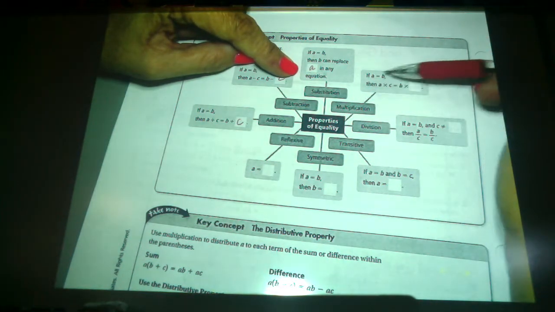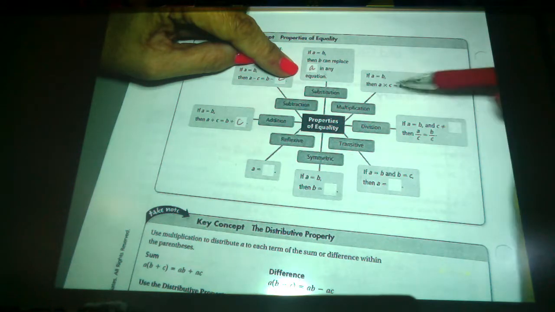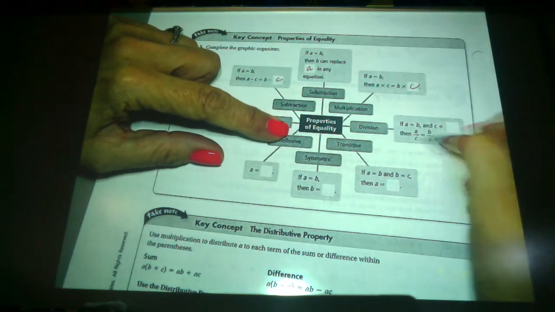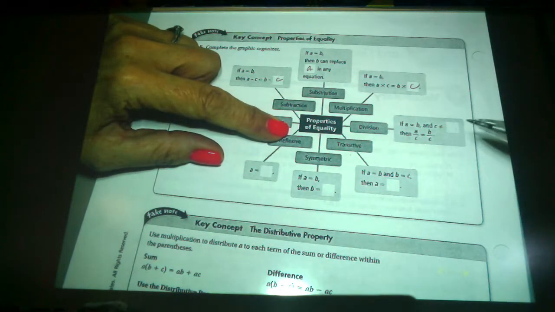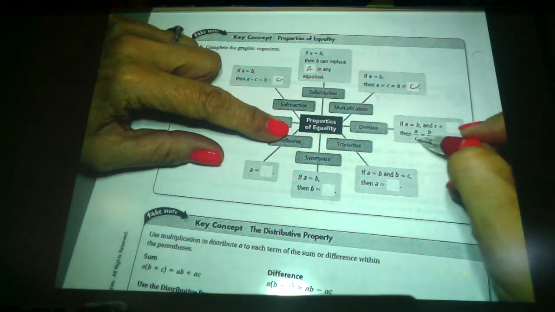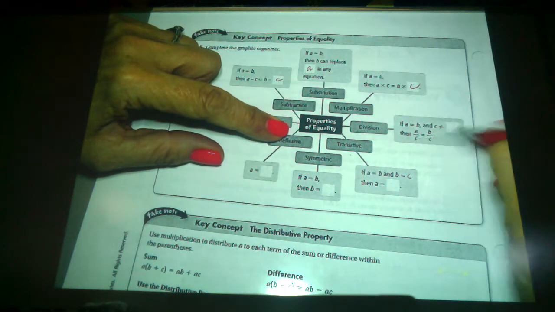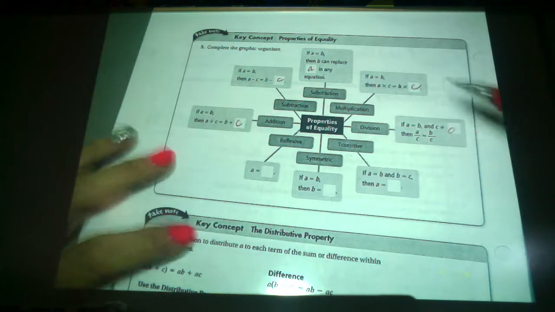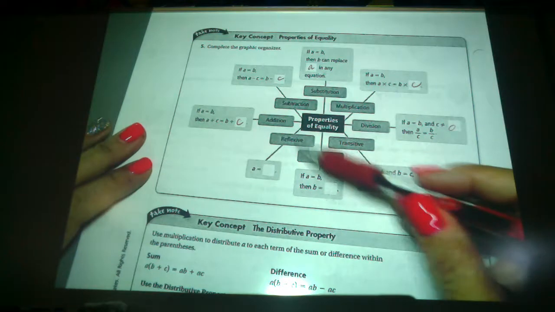For multiplication, we start again with A equals B, but this time we're multiplying both sides by C. Division, we're dividing both sides by C. What can C not equal in a denominator? 0. So there's a little bit of a restriction on that. Then we have these three properties down here, which we'll explore a little further as we get along.